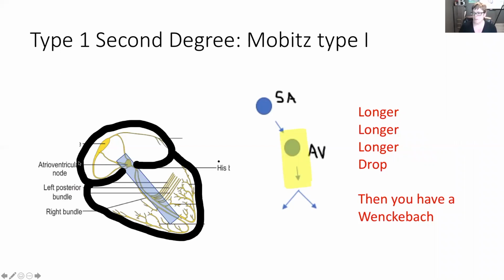So what is happening here is the SA node is sending its message to the AV node, and the AV node is holding this message a little bit longer each time until one time it just doesn't send the message through. So we have a longer drop. Then you have a Winkelbach. So here's where the second name comes in. We have the Mobitz type 1, but it's also known as a Winkelbach.